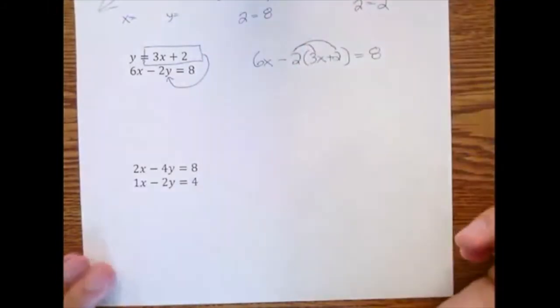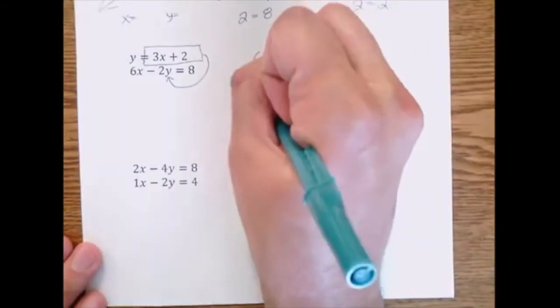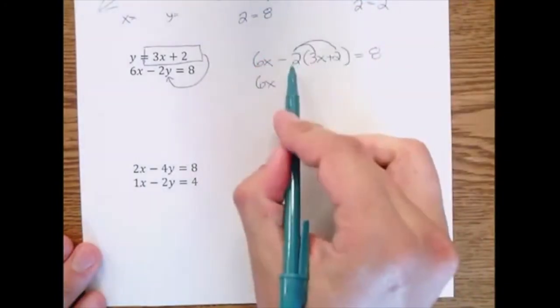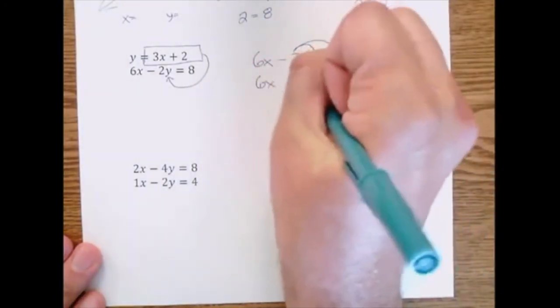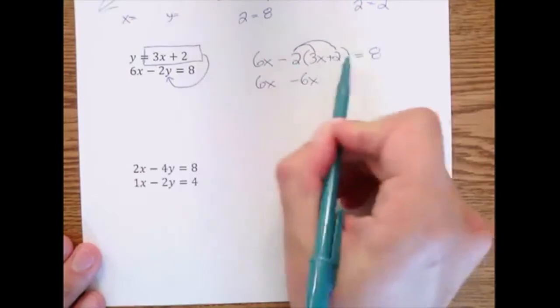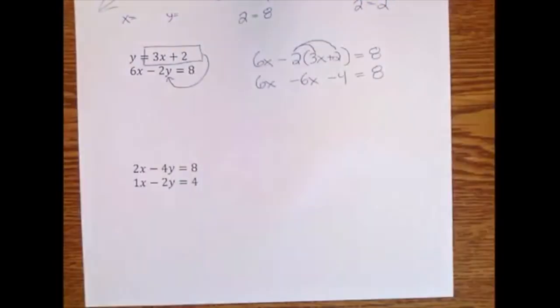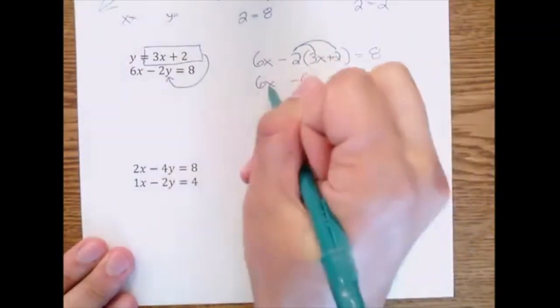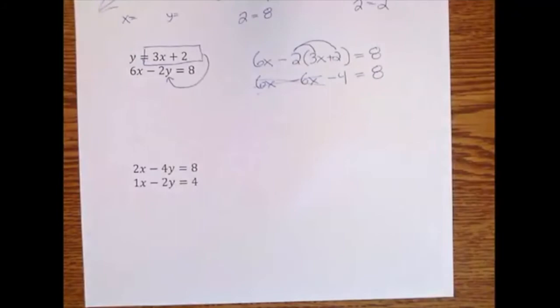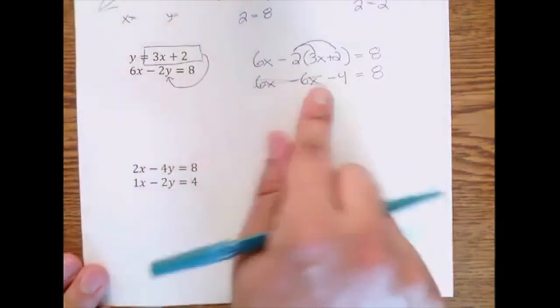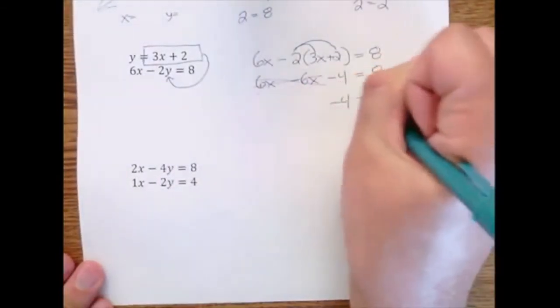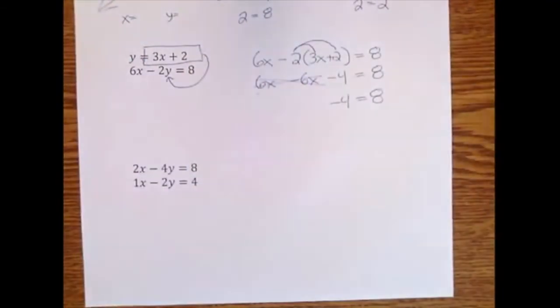Take that negative 2, multiply it through my parentheses, so I still have the 6x. Negative 2 times 3x is negative 6x. Negative 2 times positive 2 is negative 4, and that is equal to 8. 6x minus 6x, those are gone, because 6x minus 6x would be 0. 0 times x is 0. So my x's are gone. I'm just left with negative 4 is equal to 8.